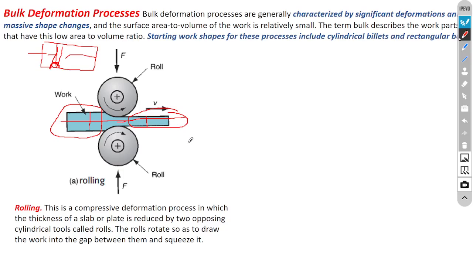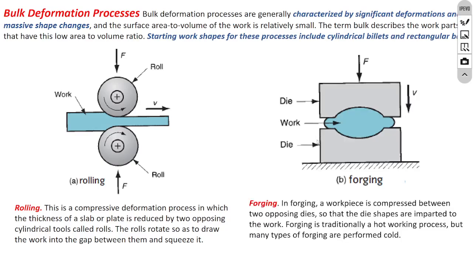Similarly, the other deformation process is forging. Again, we have a huge press. That press is to apply the deformation force. Similar to casting, we have dies, and the dies have the negative of the shape of the product. We put the stock between the dies at the beginning and then apply the deformation force.